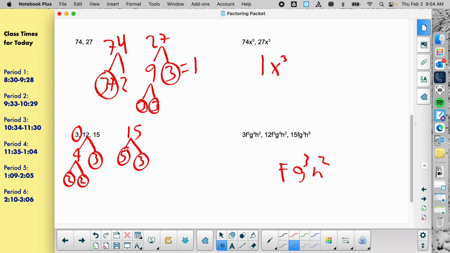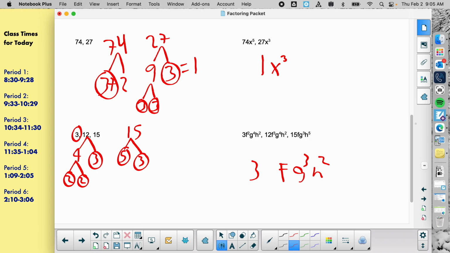And then don't forget to put the 3 in the front of the letters. So when you're looking at those, you had a 3, a 12, and a 15. And that's what Charlie just figured out, is that they all have 3 in common. So 3 would go in front of the letters. Correct. That's it.